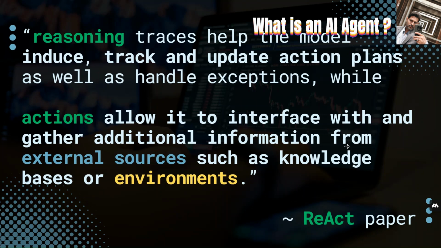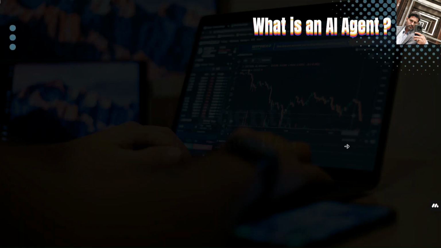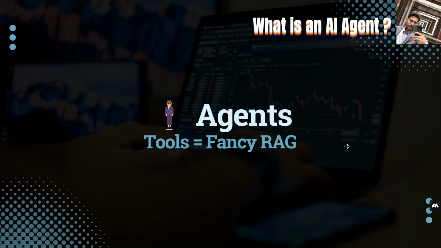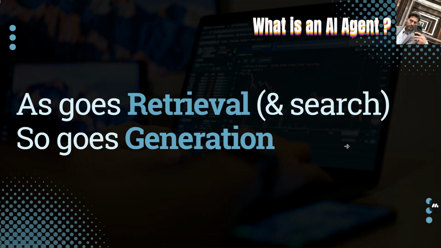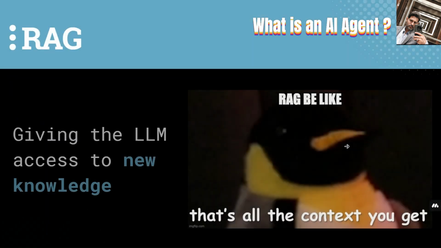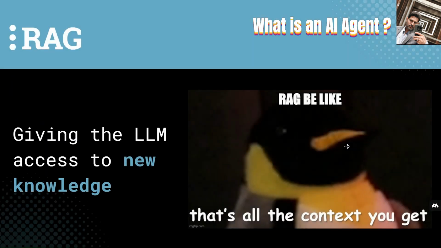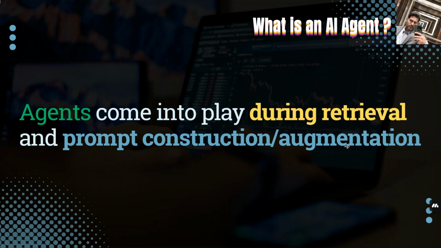Now let's talk about tools. One key concept is the fancy term RAG. RAG stands for retrieval-augmented generation, the process of retrieving information and using it to generate better responses. Basically, RAG gives an LLM access to fresh knowledge, enriching its context. Agents are especially important in retrieval, prompt construction, and augmentation.